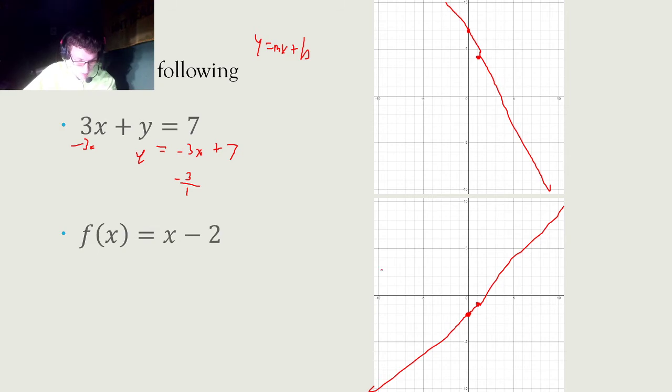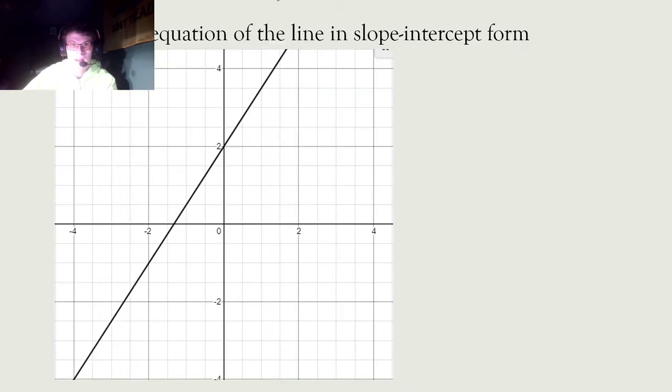That's pretty much what you have to do to graph those different ones. Okay? All right. Next one. Write the equation of the line in slope-intercept form.